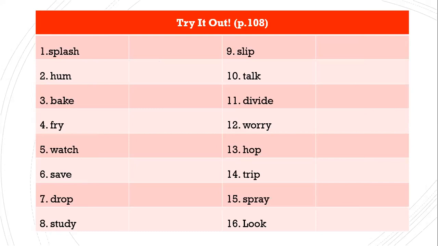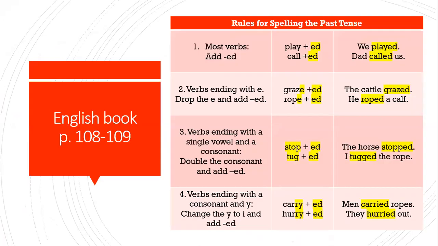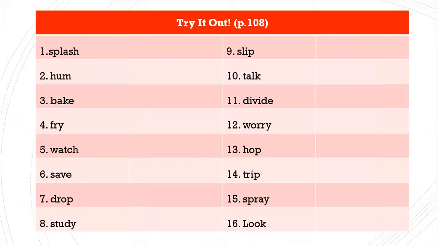Right? So this one is the most catchy one. You need to be careful with this one. Number two specifically talks about verbs ending with E. So if you see a verb that ends with E, you know exactly what to do. You need to drop the E and then add ED. And again, if you need to go back and check, look at the rules for spelling the past tense, okay? Number three talks about verbs ending with a single vowel and a consonant.